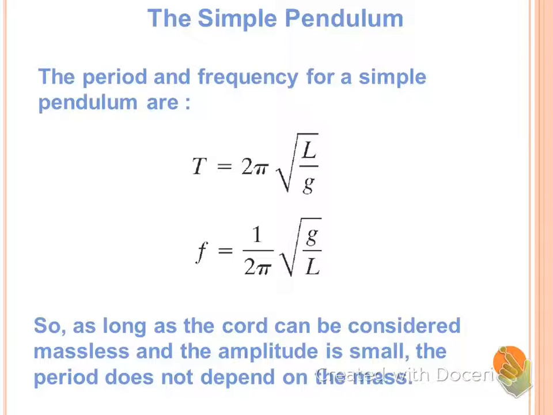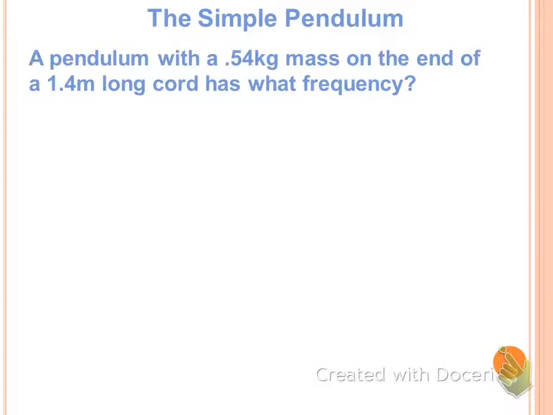But amplitude or mass, neither of those go into our equation. So theoretically, they don't affect the period or the frequency of that pendulum. The thing that does affect it is the length of the cord. That's the number one thing that's going to affect the period. All right, let's try one here.